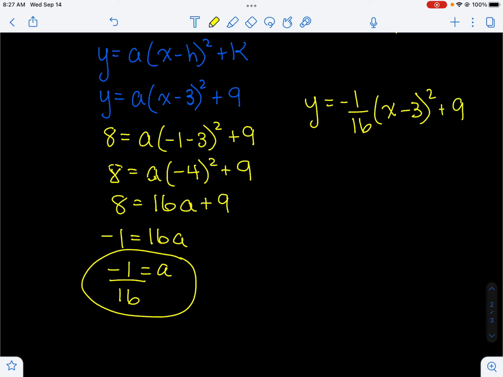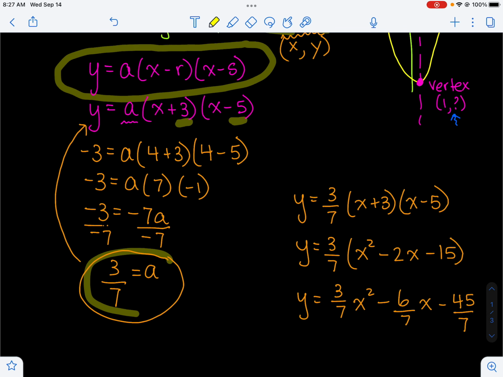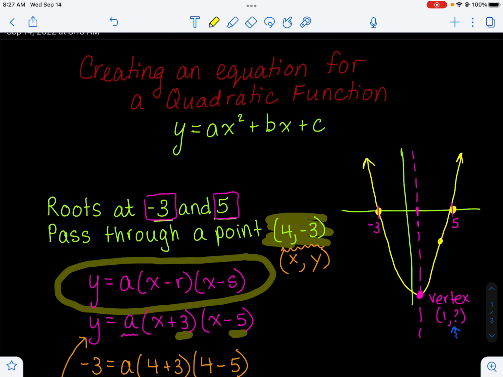And if I wanted to convert that to standard form, I would go through all that stuff again: expand the brackets, multiply everything by a. I'm not going to continue, but you would just keep going through expanding. So depending on the information given, that's how you would create an equation for a quadratic function.